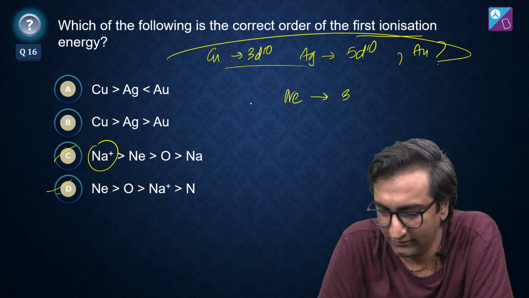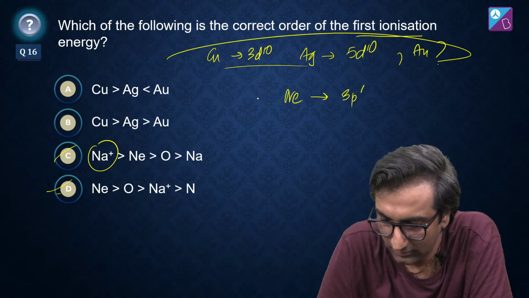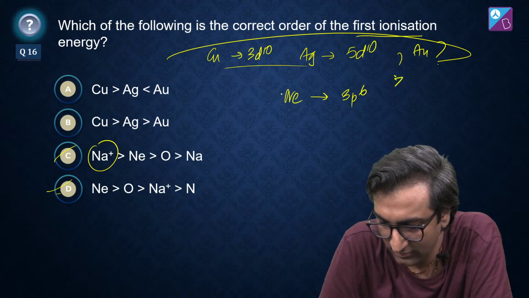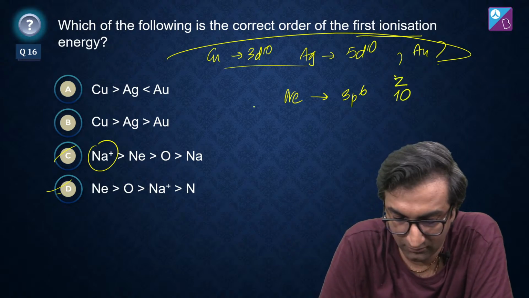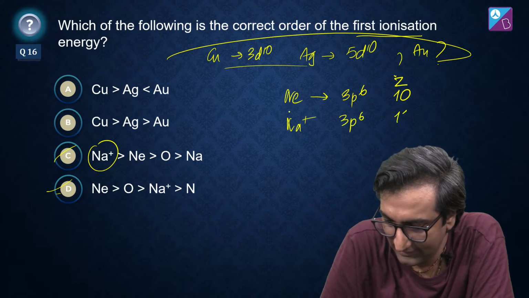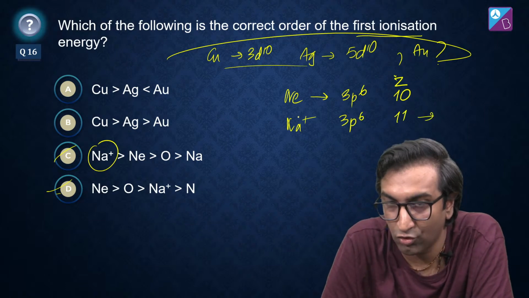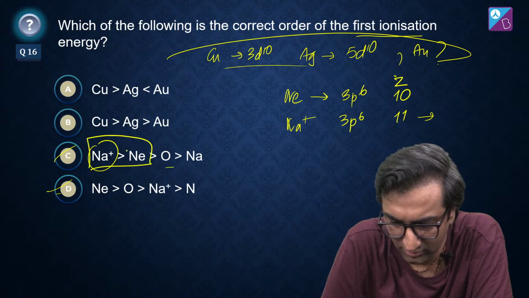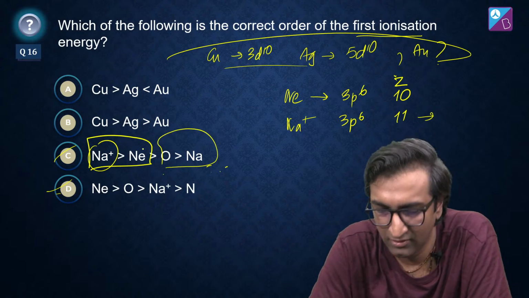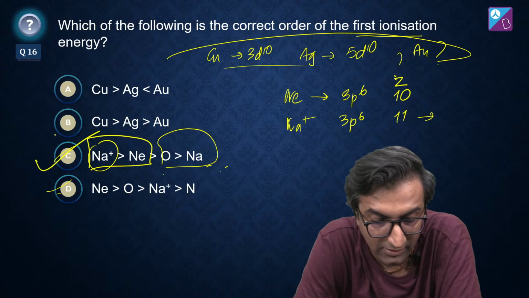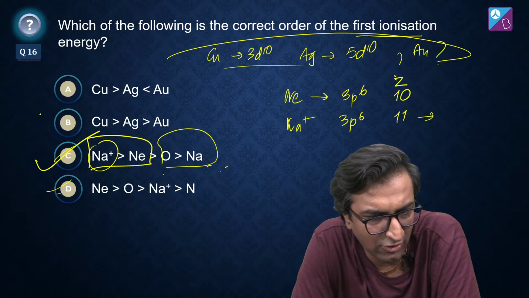Neon is what? It is 3p6 and it has Z of neon कितना है? 10, right? But look at Na+. Na+ also is 3p6, but इसका Z है 11. So since it has more protons, this will have a higher ionization energy than neon. This is correct. Oxygen and Na, yeah, sure, absolutely. Oxygen will be higher than, sure. This looks good. C looks good to me, but why not A and B? Why not A and B?